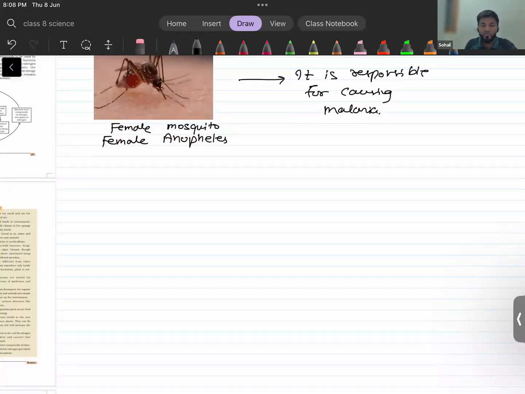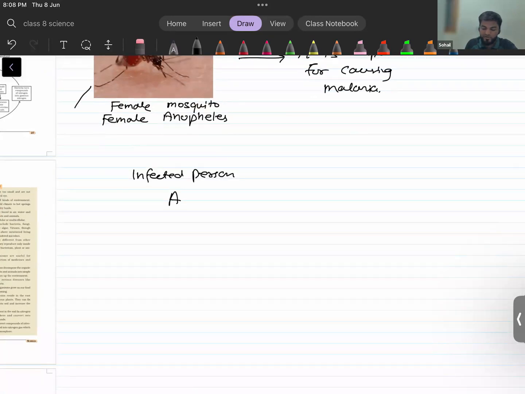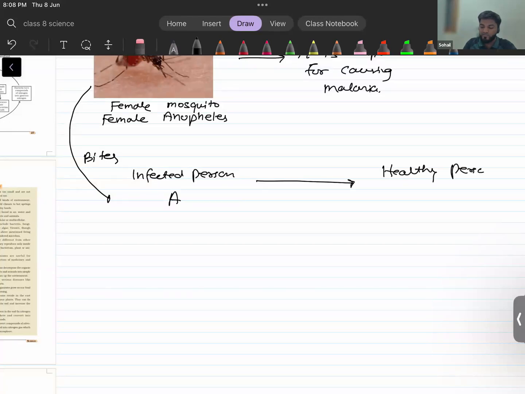So if it bites a person suffering from malaria, this is an infected person A, and then the mosquito bites another healthy person B here, it is most likely that the disease is going to transfer here. So transfer of disease.